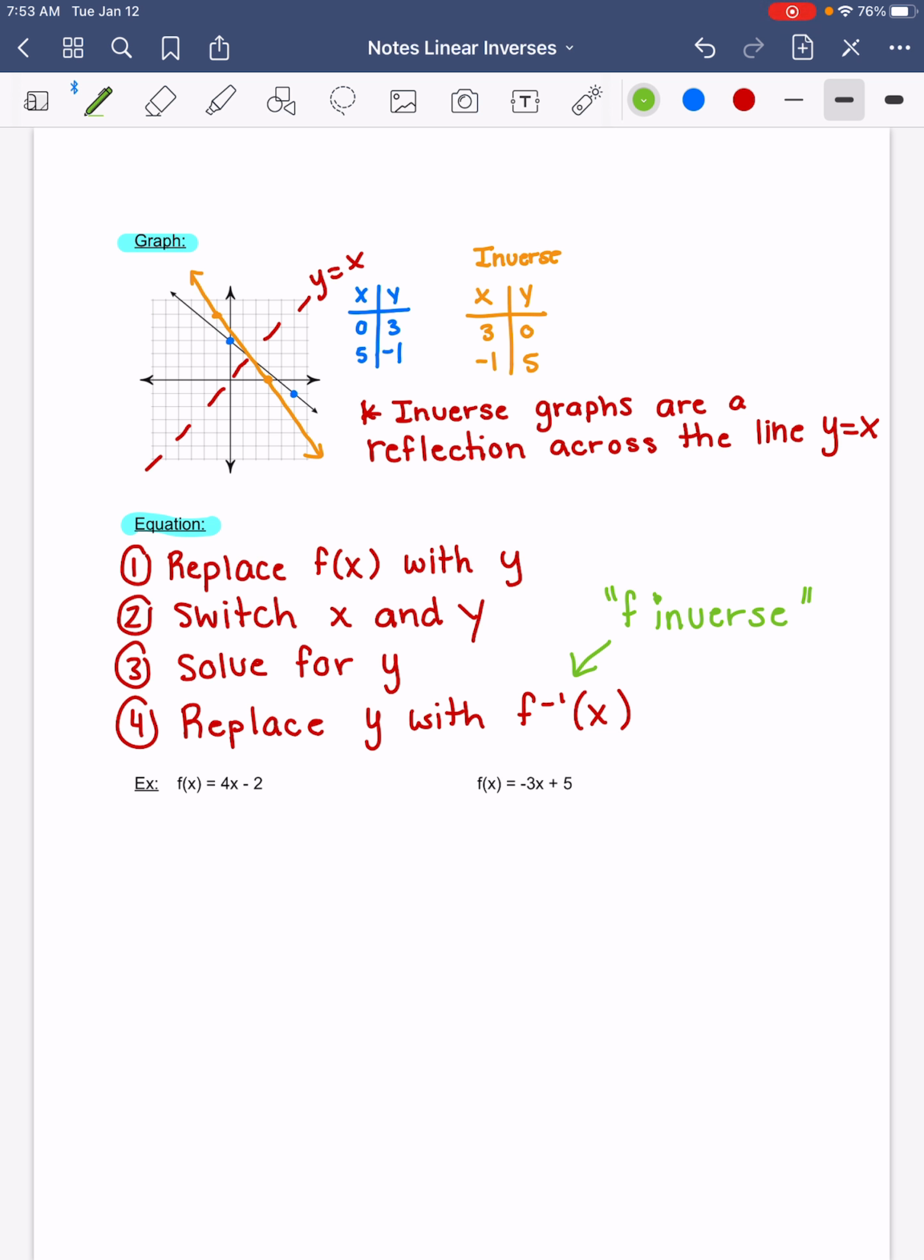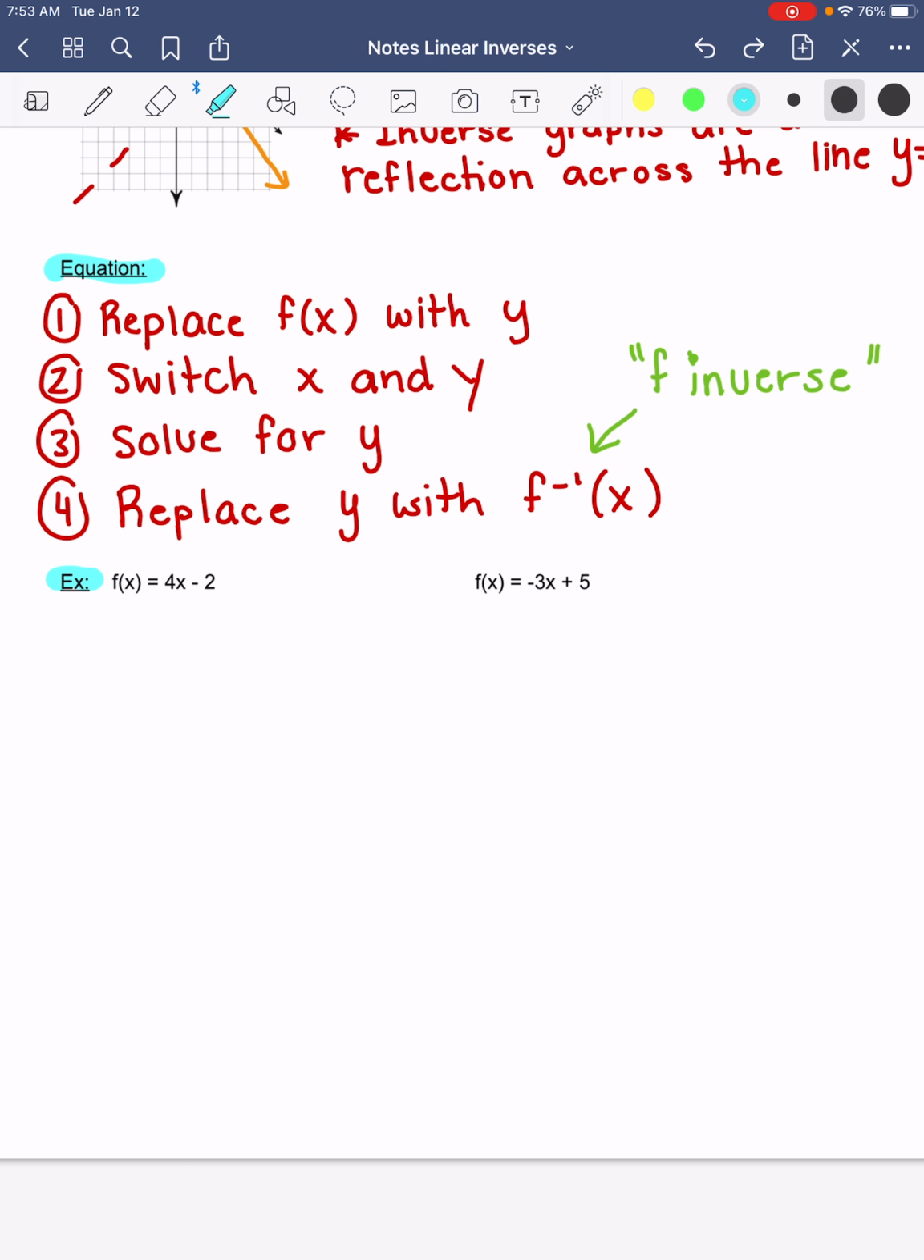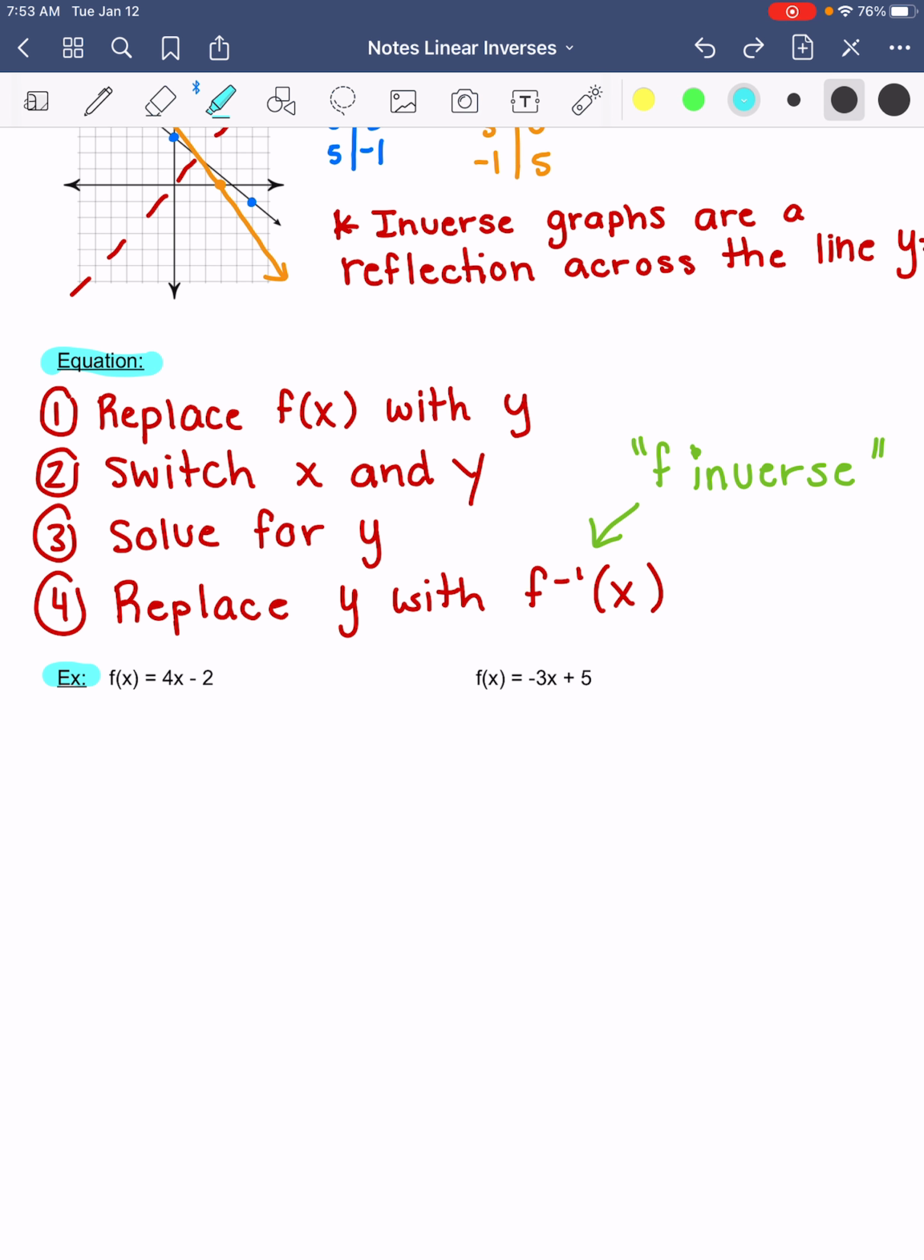So we're going to do 2 little examples doing these 4 steps. Our first one is f of x equals 4x minus 2. And then we'll do negative 3x plus 5. They're 2 linear equations. We're just doing linear, and then we'll do quadratic and cubic and all those good things. So first step, replace f of x with the letter y. That's step 1. Step 2 is to switch x and y. So I switch and I get x equals 4y minus 2.